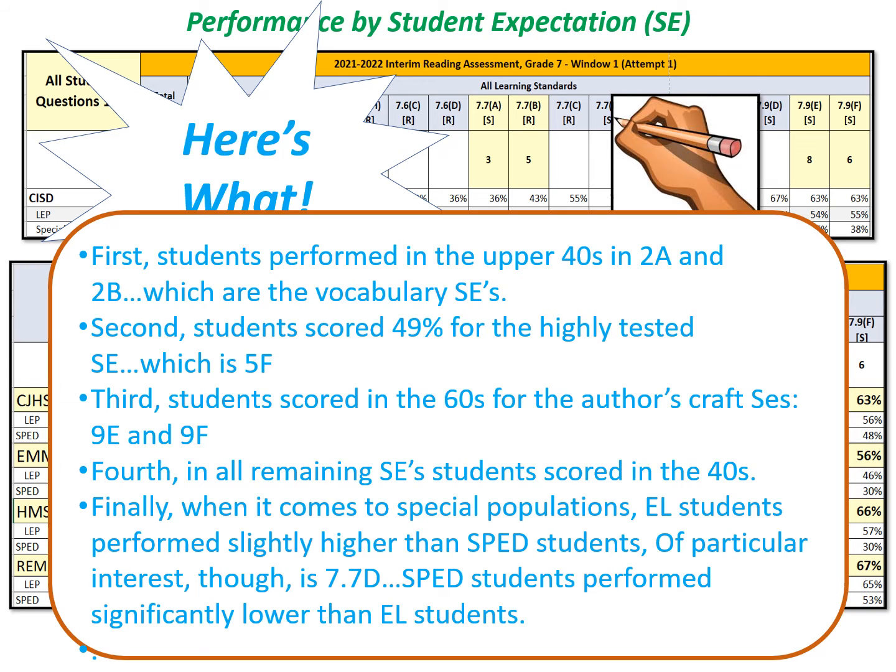Finally, when it comes to special populations, EL students performed slightly higher than special education students. Our particular interest, though, is 7.7D. SPED students performed significantly lower than EL students.